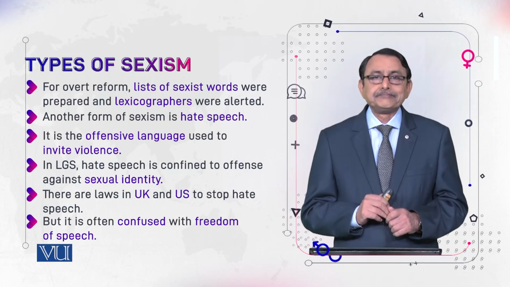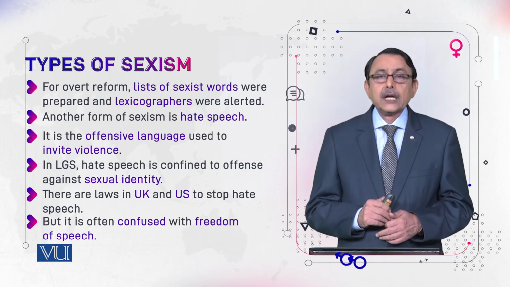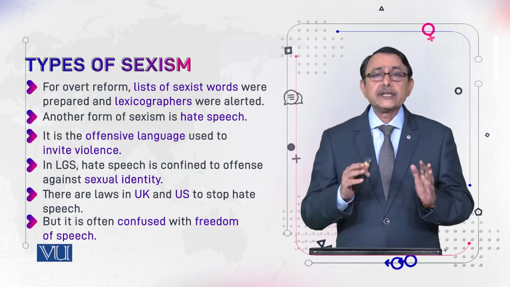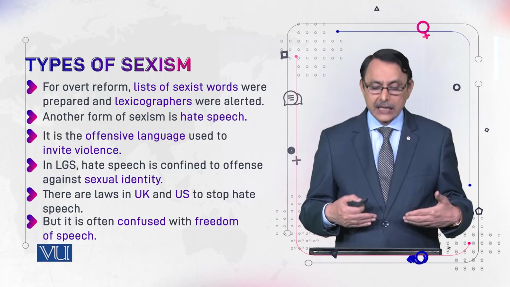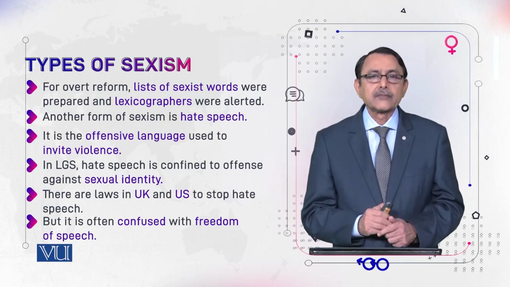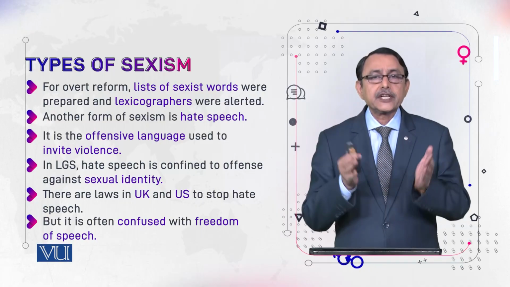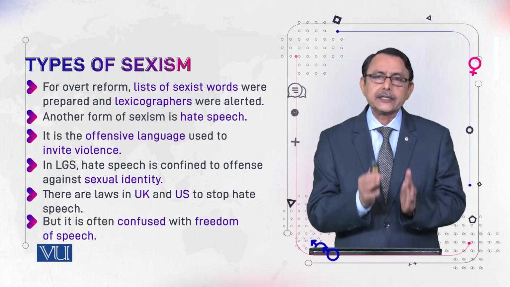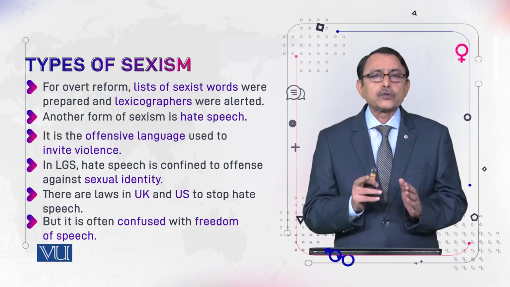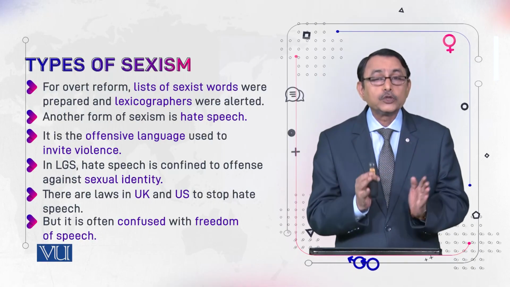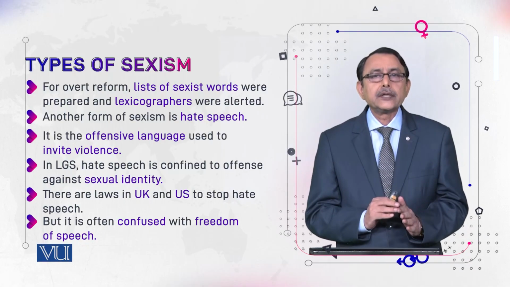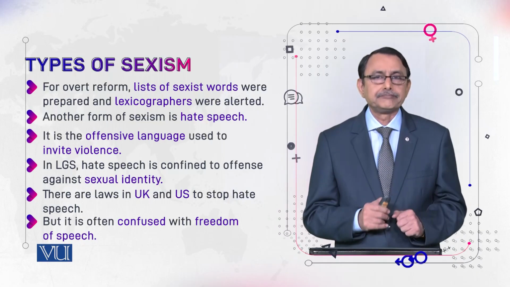For overt reform, that is open, what feminists did, they prepared lists of sexist words and they gave these words to lexicographers, the people who compile dictionaries. They gave them to the editors of dictionaries and told them that you should alert your users about the use of these words because they carry certain gender preferred meanings.